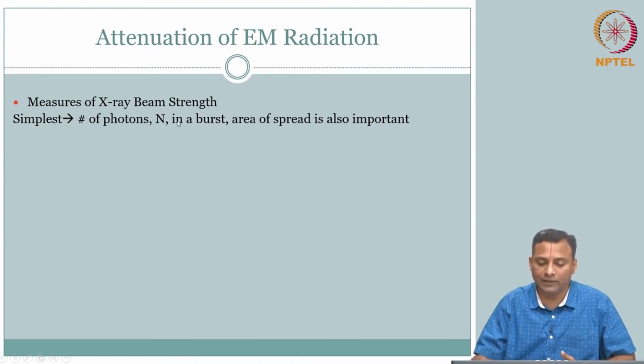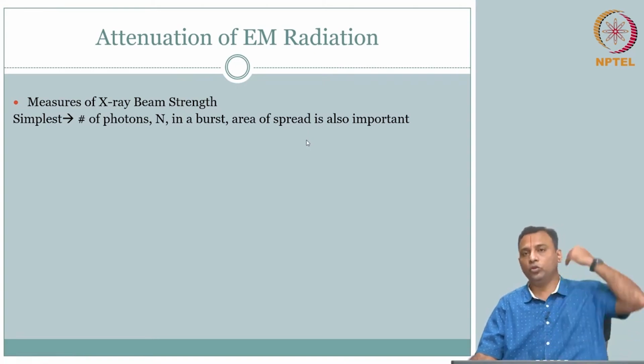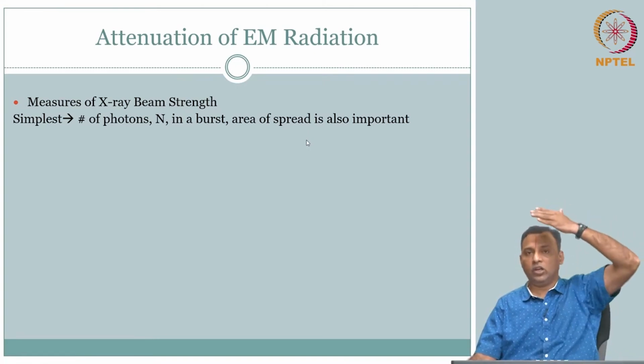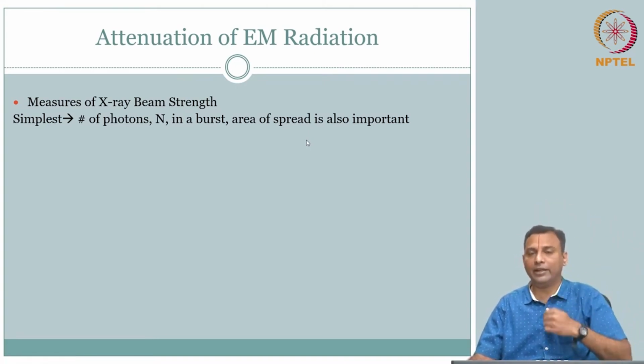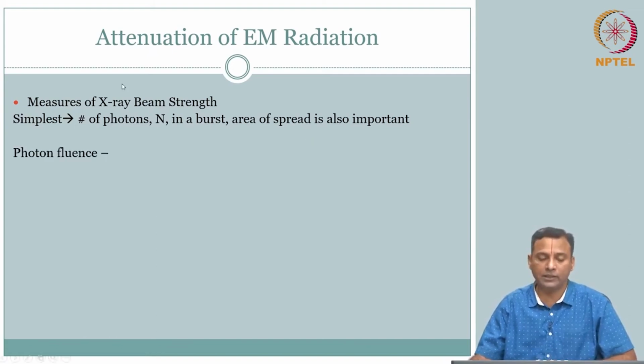So n is a burst, and the area of spread is also important, right. Whether I am sending n photons over this surface area, they have to go through and come to the other side. So the cross section perpendicular to the direction of the n photons that are going is important. We can normalize that, and we call that photon fluence.